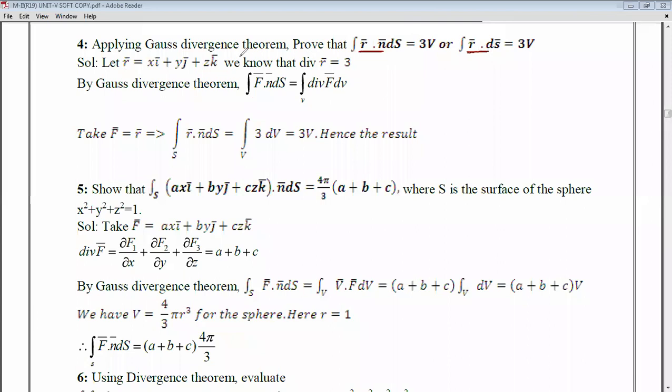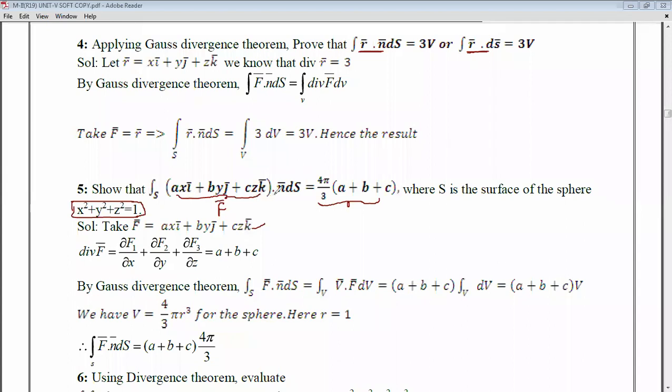Both are the same. Okay, and coming to the next one: show that the integral of (ax i plus by j plus cz k) dot n bar ds, which is nothing but f bar dot n bar ds, equals this one, where S is the surface of the sphere. What is the surface here? The sphere x square plus y square plus z square. So take f bar equal to ax i plus by j plus cz k, and immediately we are going to apply the divergence theorem.